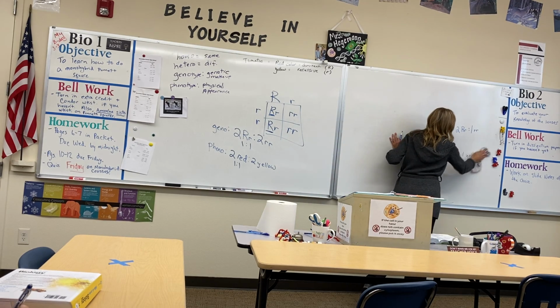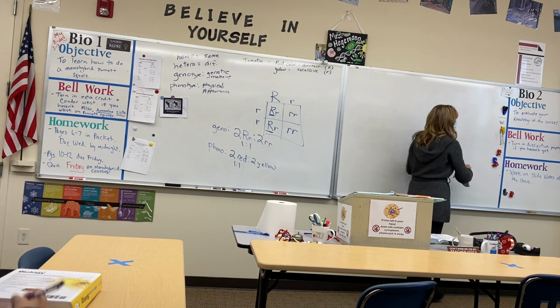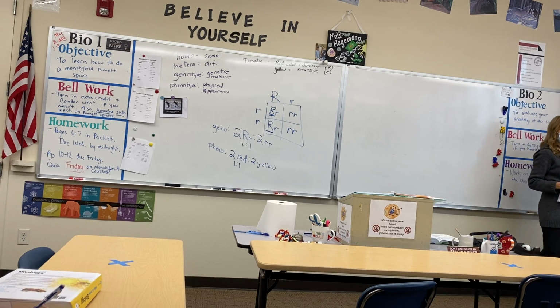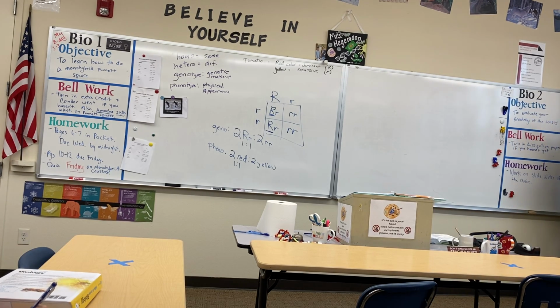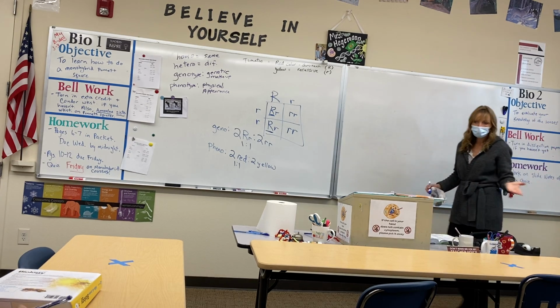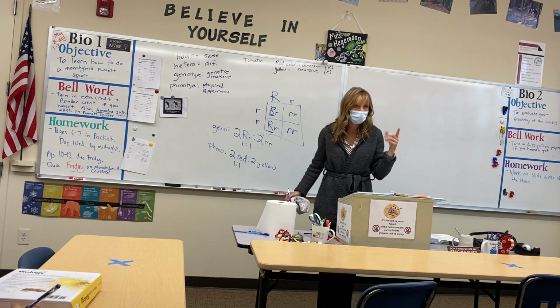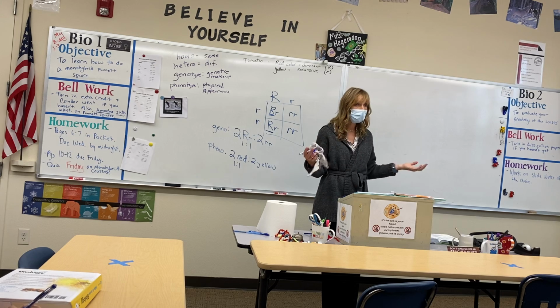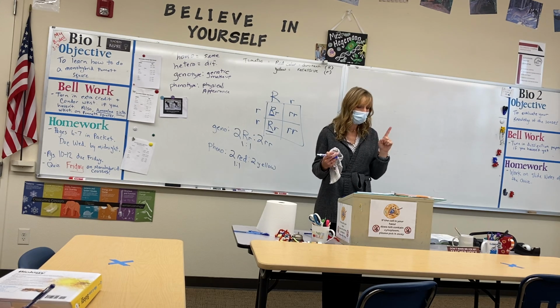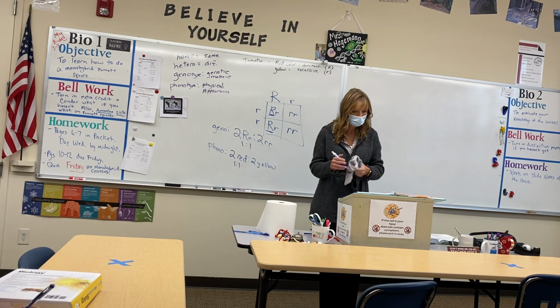These are called monohybrid. Anyone know why they call it monohybrid? Because mono means one. We're looking at one trait only. In this case, we're looking at the color of the tomato. Or in number 16, the only trait we're looking at is dimples. We're not looking at two things at the same time, only one thing. So that's why they say monohybrid.